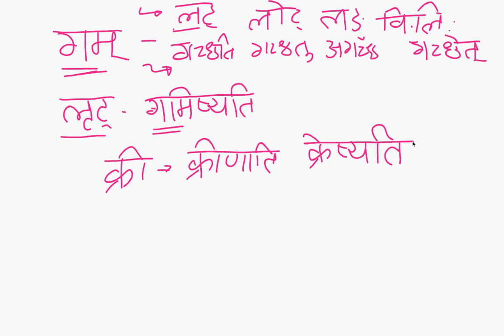or certain changes taking place in these four lakaras: Lat, lot, lang, vidhiling. This we have discussed before. That lat, lot, lang, vidhiling is one group of lakaras where certain changes to the dhatu or certain rules to that dhatu apply when the forms have to be derived.